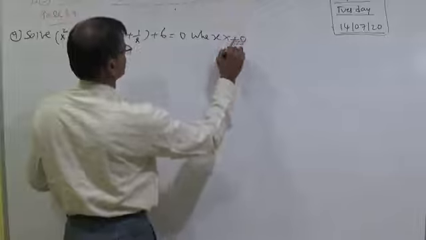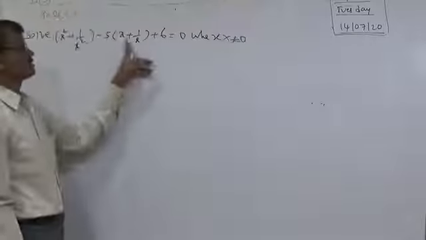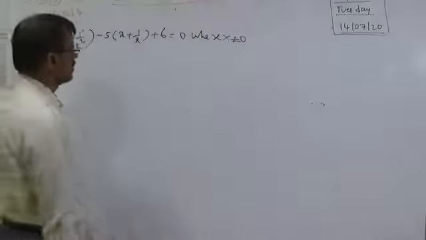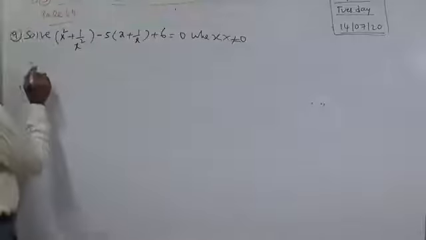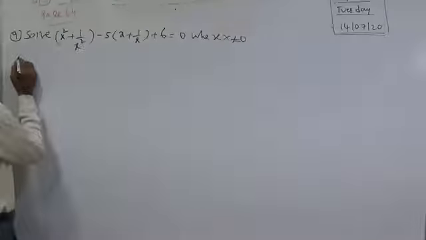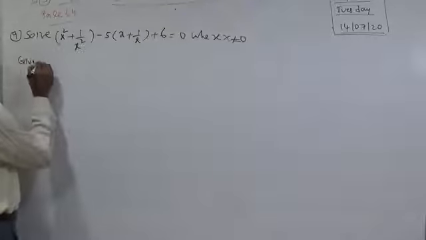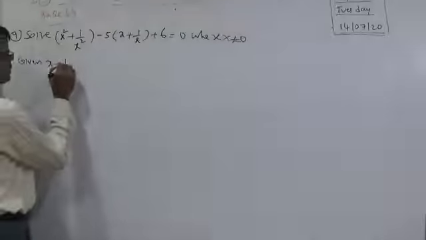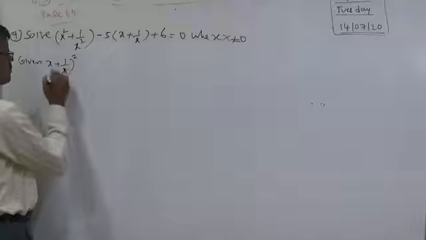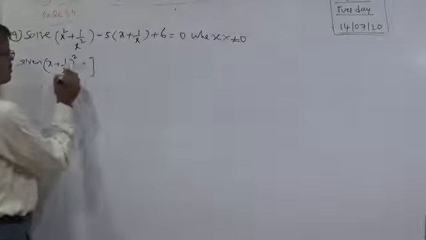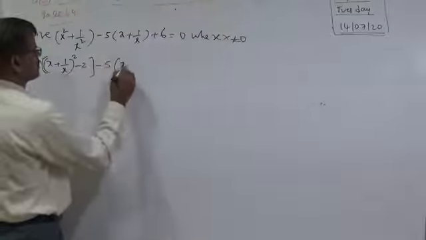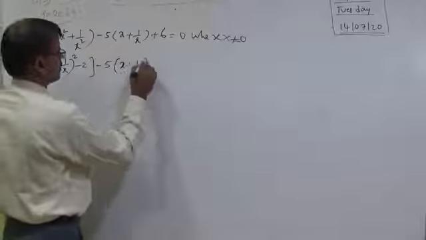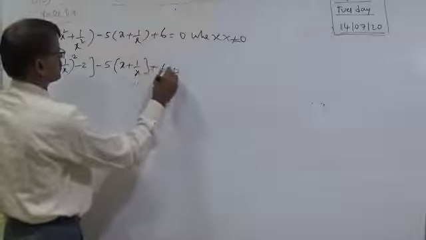that is the condition, because if x equal to 0, then 1 by 0 becomes infinity. So the roots are not defined, so x should not be equal to 0. The given equation you can write as x plus 1 by x whole square minus 2 minus 5 into x plus 1 by x plus 6 is equal to 0.